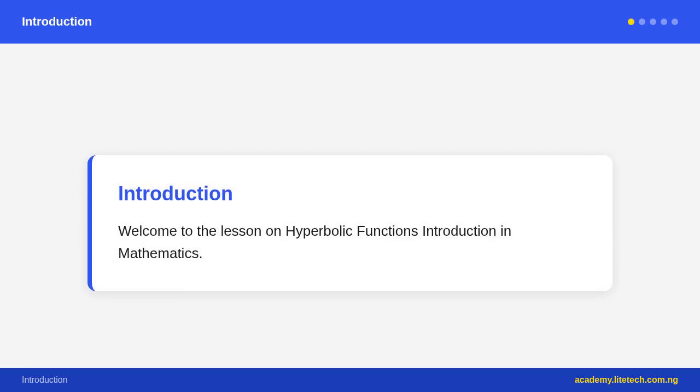Hyperbolic functions appear in further mathematics at SS2 and SS3 level and in university level mathematics and engineering. The hyperbolic sine and cosine are defined using the exponential function.